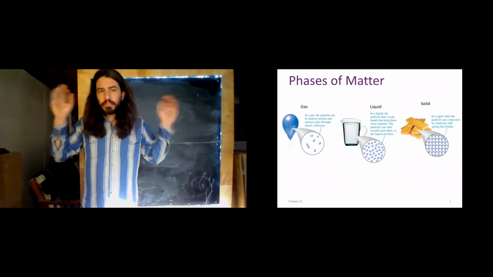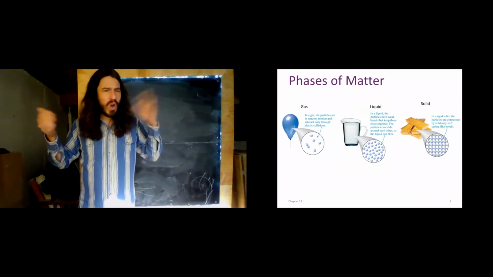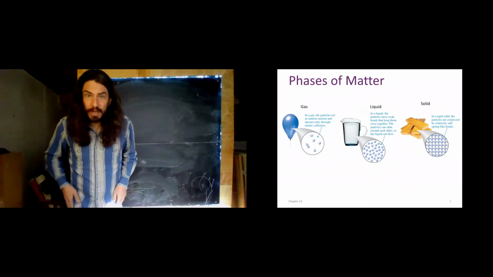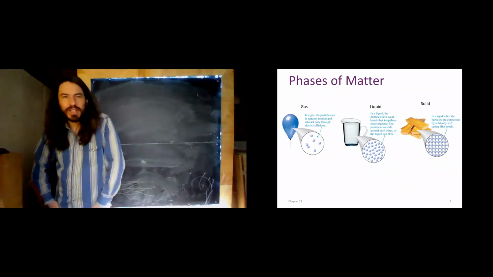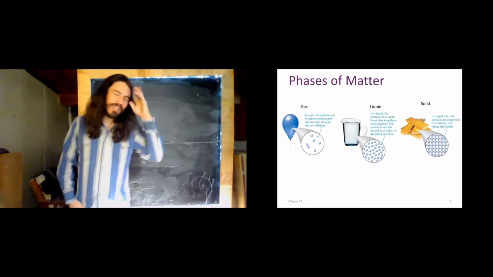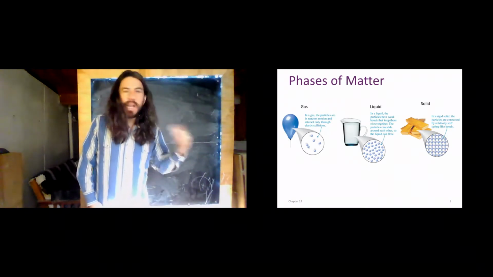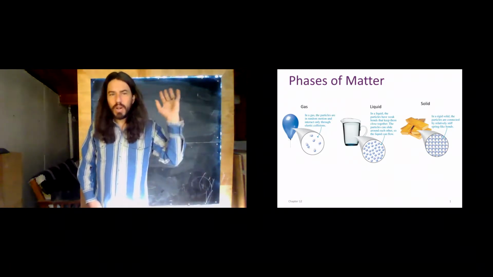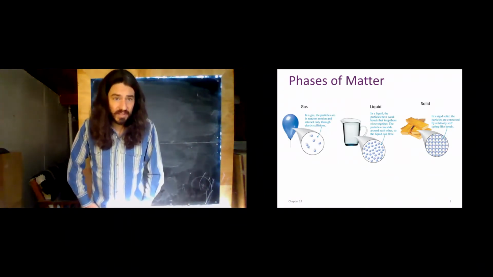Now, are those the only phases of matter? No, there's a lot of phases of matter. In fact, I don't know, you might have learned in some class there's 5 phases of matter. I don't know, it's so arbitrary. How many phases of matter are there? I don't know. There's a lot of different phases of matter.